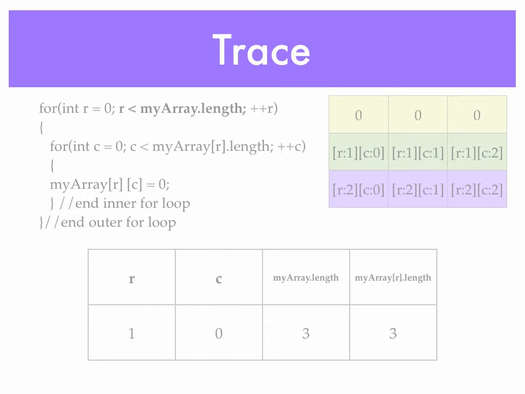I test, is r less than myArray.length, which we know is 3. It is. I go into my inner loop. In my inner loop, I establish c and give it a value of 0. I test, is c less than myArray[r].length? That's 3. And yes, it is, so I go into my loop and I put into the space [r][c], [1][0], the value 0. I increase c, c now has a value of 1. I test, is c less than myArray[r].length? Yes, it is. I put into position [r][c] of my array, that's [1][1], the value 0.